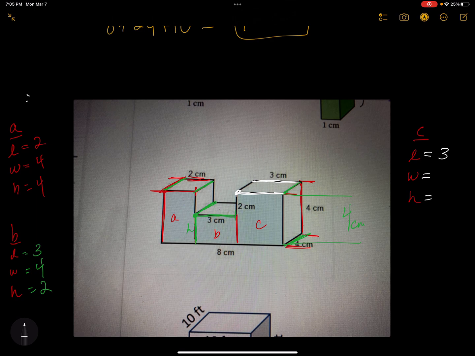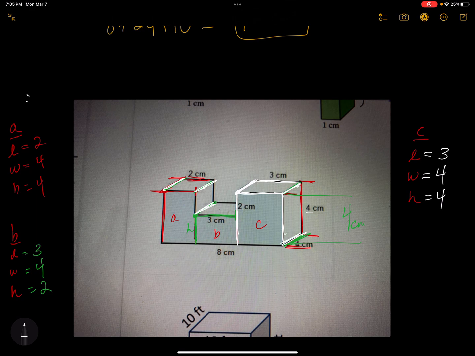Okay, do we know our height, our up and down? Yes, we do. It's the same as this one, and it's 4. Do we know our front to back right here? Yes, we do. It's the same as this one, which is the same as the others, and that is 4. Okay, we got them.